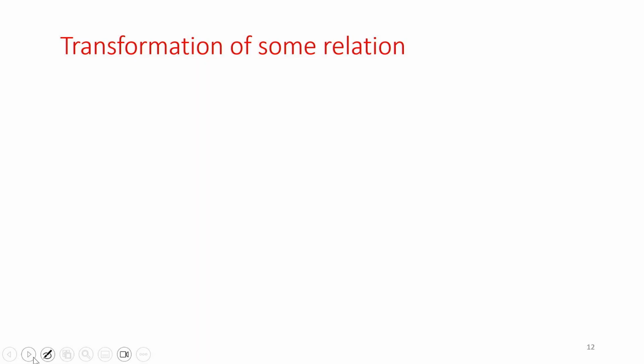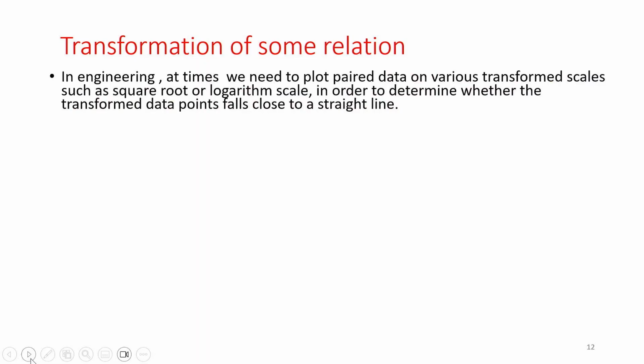Sometimes when the relationship may not be linear, we can transform the relationship and make it linear, and then use it also. In many engineering problems, at times we need to plot paired data on various transformed scales, such as square root or logarithm scale.